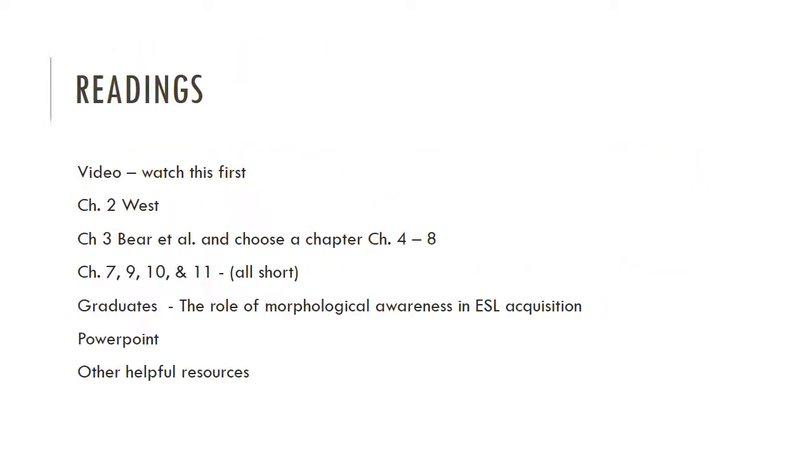So our readings, I would highly recommend watching the video first, then reading Chapter 2 in the West book, and then viewing the PowerPoint. Those three seem to support each other with the same information. Then in Chapter 3 of Bear, you will be looking at setting up a word study program within your classroom. And then a second chapter in the Bear book would be choosing a spelling developmental level that is most closely associated to the grade level you teach or want to teach.